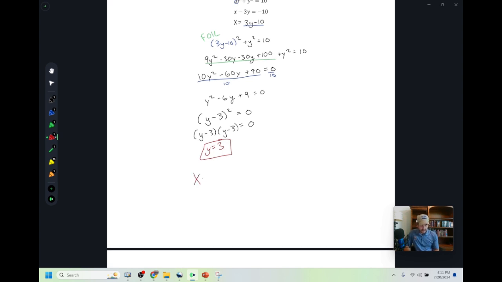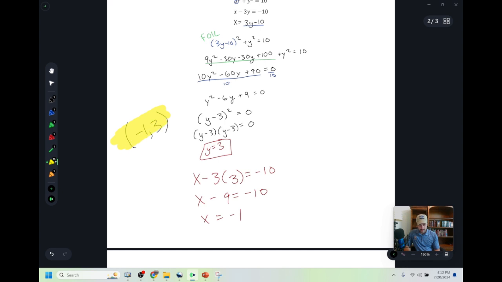X minus 3 times 3 equals negative 10, which means x minus 9 equals negative 10. Add 9 to both sides. X equals negative 1. So we've got one of our solutions of negative 1 comma 3. Cool.